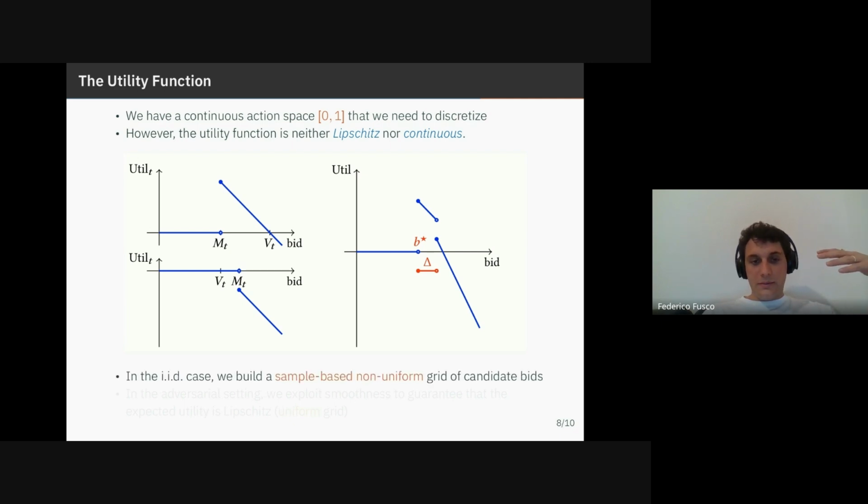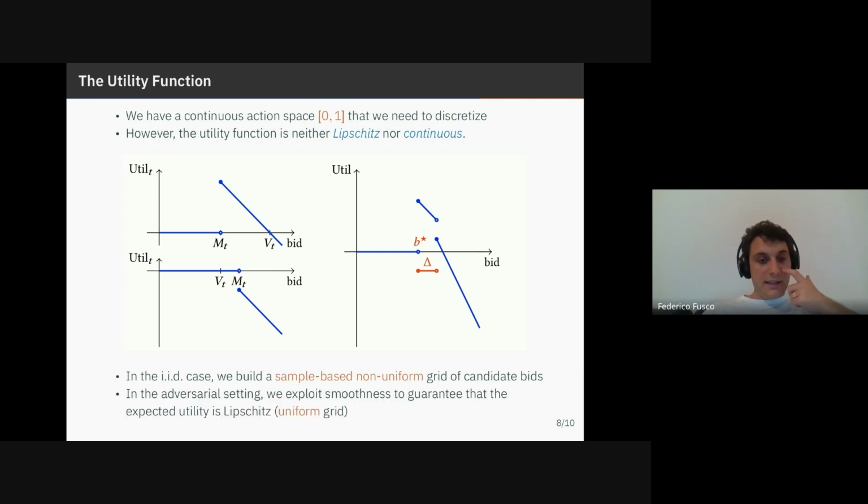What we do in this paper, from the technical point of view, very briefly, in the IID case, we exploit the structure of the utility function to build a sample-based non-uniform grid of candidate bids. So we exploit the structure of the utility in such a way that it's possible, in an initial phase, to observe some samples, and starting from these samples to find a good set of candidate bids, where this jump behavior depicted in the right plot is not present.